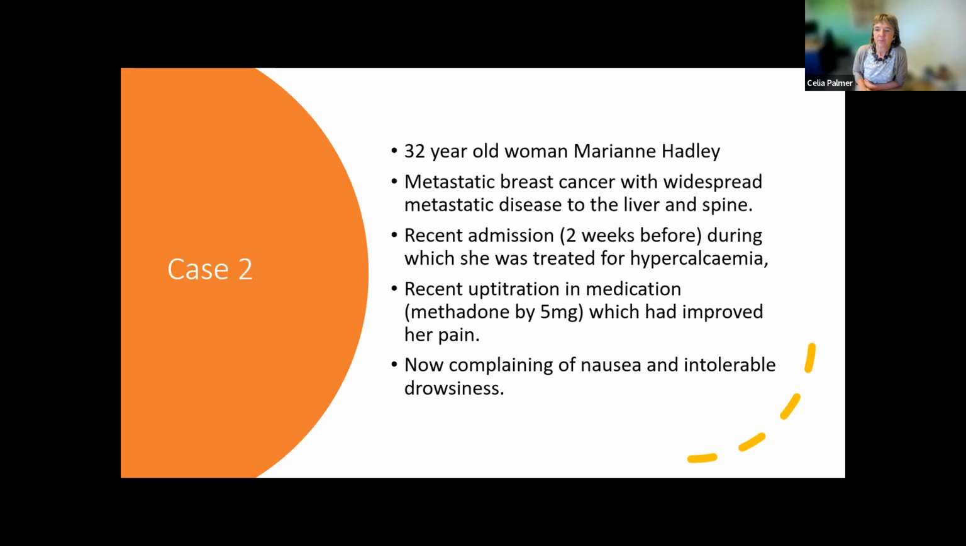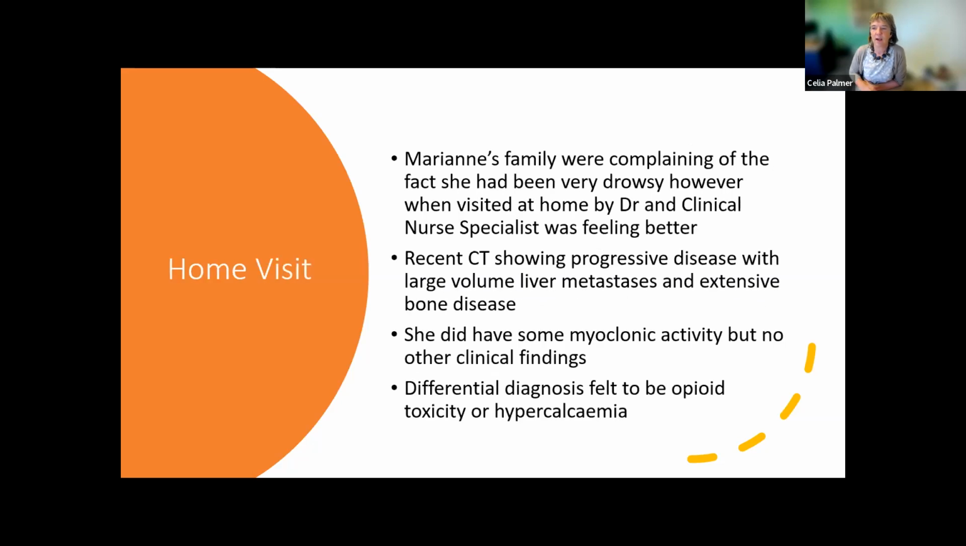Okay, great. So she was on methadone, and now she was complaining of nausea and also severe drowsiness. Marianne's family were complaining that she was very drowsy. She was visited at home by 2 members of our team, and they noted that a recent CT had shown progressive disease with large volume liver mets and some bony disease. At the visit, she had some myoclonic activity, but no other clinical findings, and she was felt to maybe have either an opioid toxicity or hypercalcemia. Did you want to add anything there, Charlie?